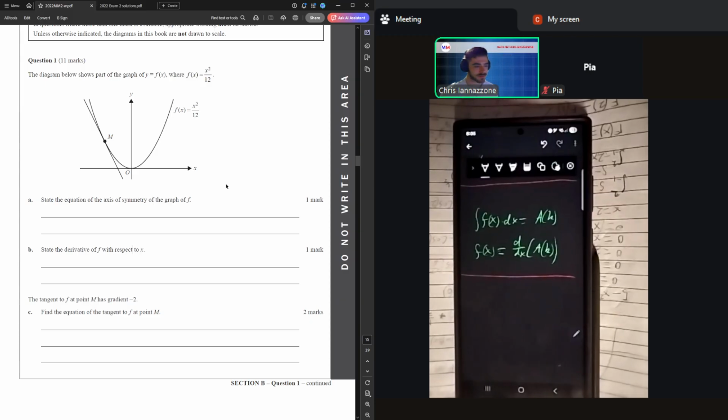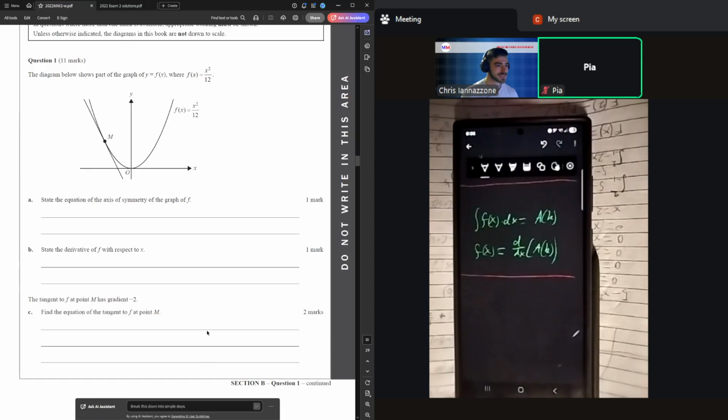All right, part B. State the derivative of f with respect to x. This should also be quite chill. On my CAS, I got x over 6. Yep, x over 6. Nice and easy.